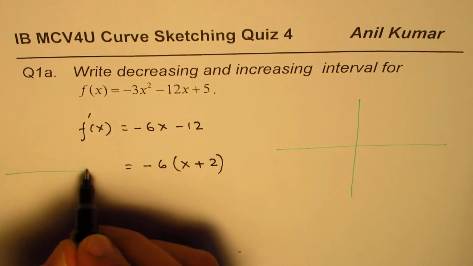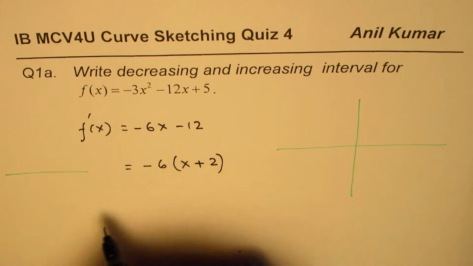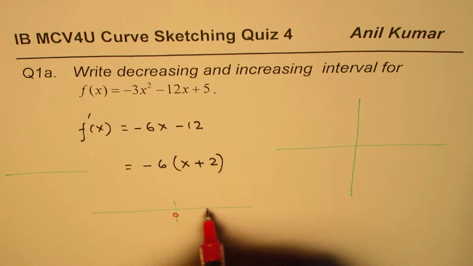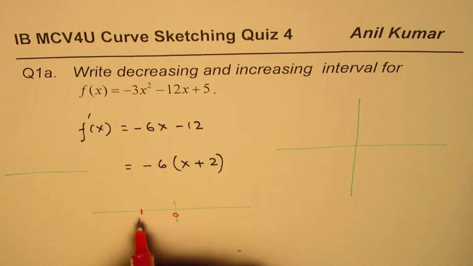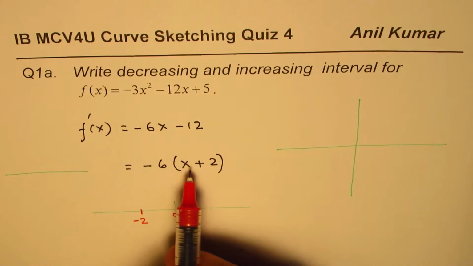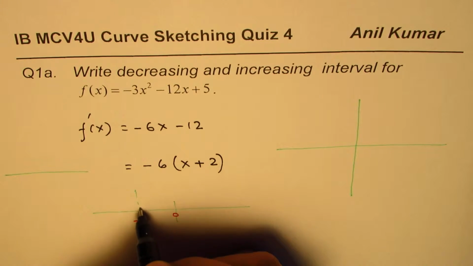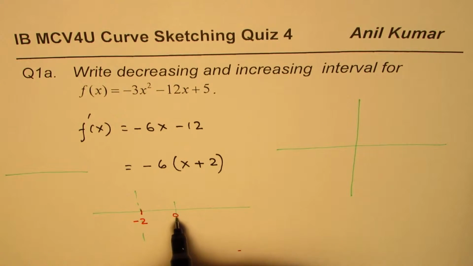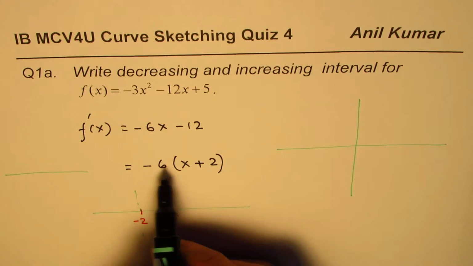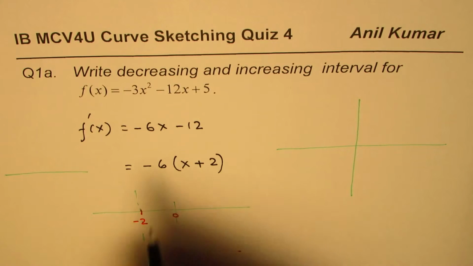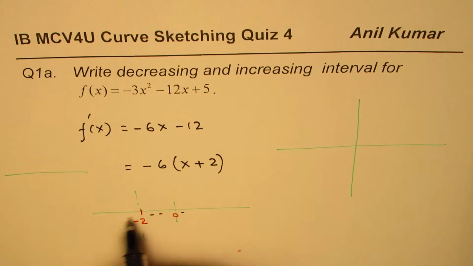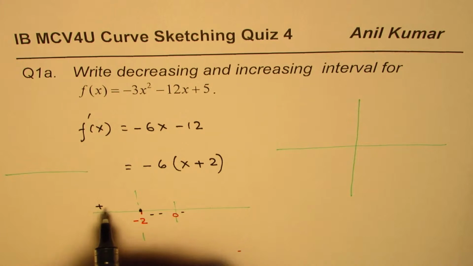So first, let us sketch the derivative. Let me do it here. Let's say this is 0. At x equals minus 2, we have a zero, correct? Now, you check the intervals on the left and right side. If I take a value 0 here, which is on the right side, then I get minus 6 times 2, so I get a negative value, correct? So I get negative values on this side. If I take a value, let us say, negative 3, which is on the left side of our test point, then we'll get positive values, correct?